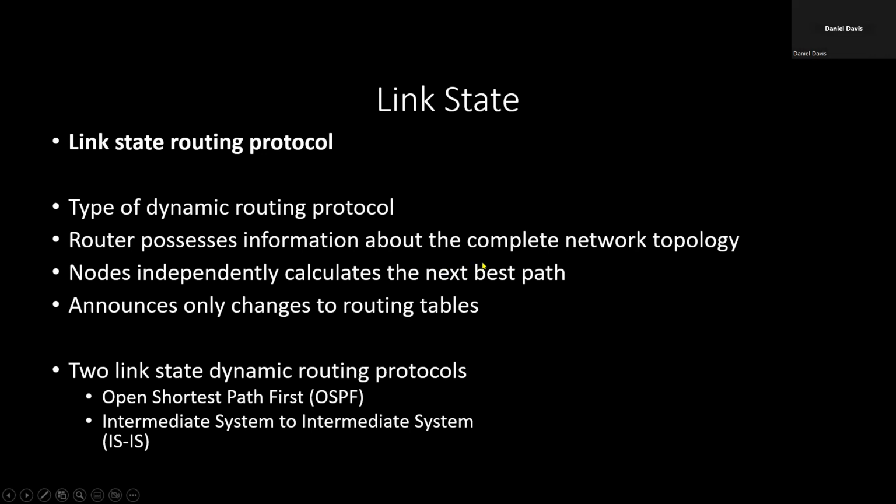Routers possess information about the complete network topology. So each router will attempt to map the entire network topology. Nodes independently calculate the next best path. So each node, each router will independently make its own decision about what the best path is. Link state routers will generally only announce changes to the routing table. They will not constantly broadcast the entire routing table or attempt to update the entire routing table.